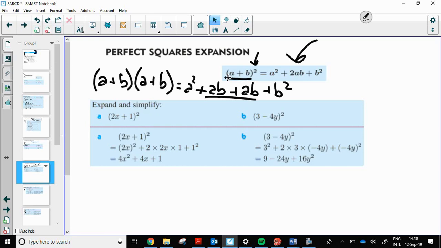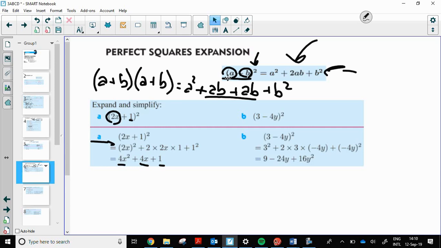If we can just think about what the a is and what the b is, we can write our answer in this form. Let's check out down below. In our first one, we have 2x is our a value, and 1 is our b value. So my final answer, and again, I don't need to write out all this work, is going to be 2x squared. So that's 4x squared, plus 2 times 2x times 1. That's my 2ab. And 2 times 2x times 1 is just 4x, plus 1 squared, which is 1.